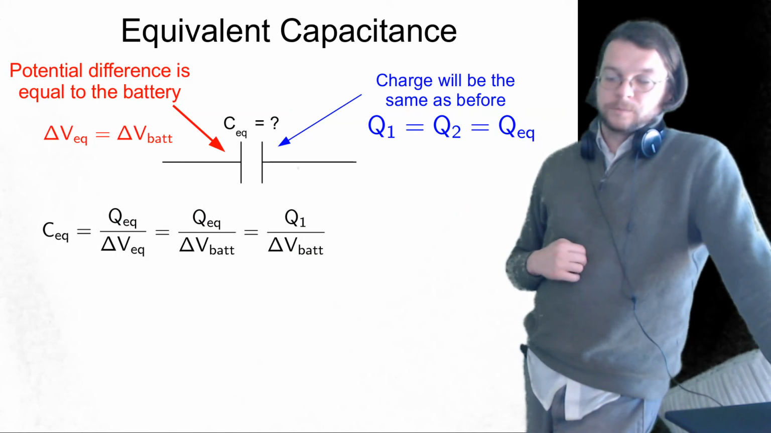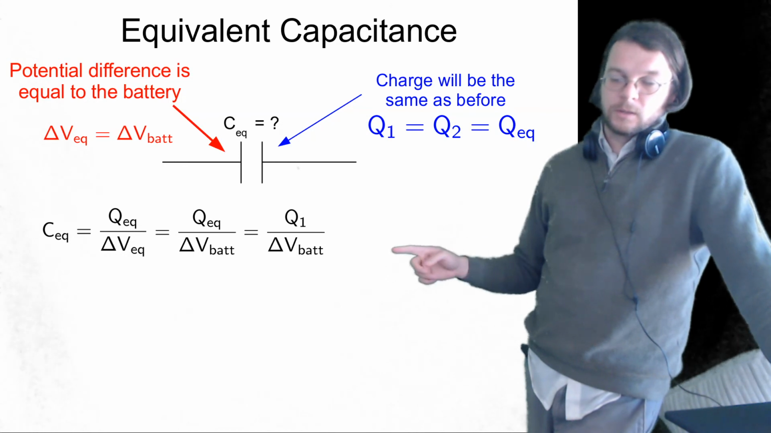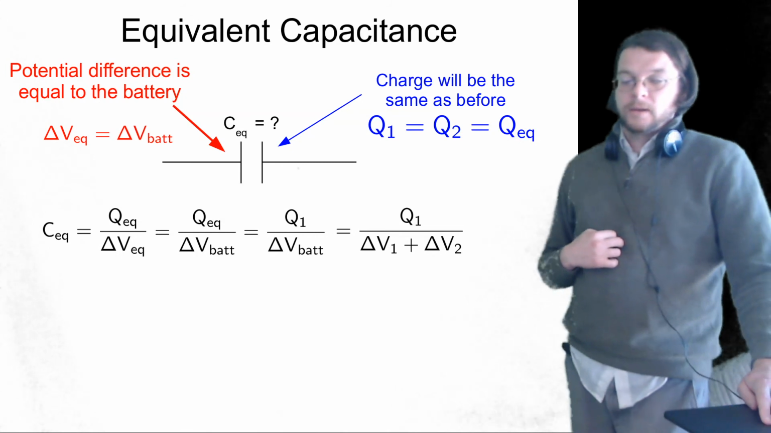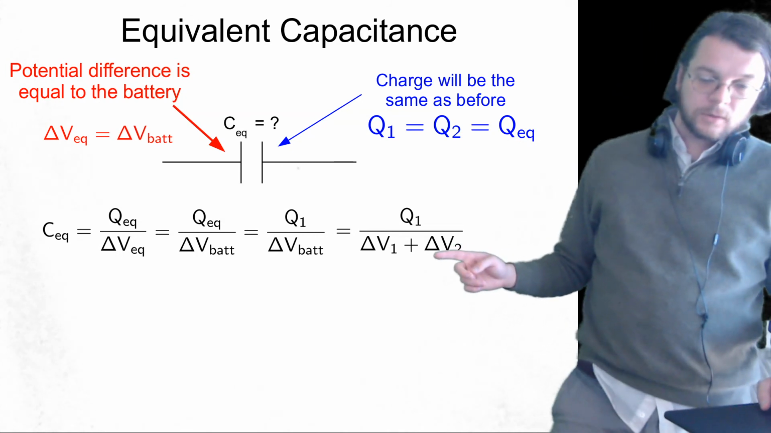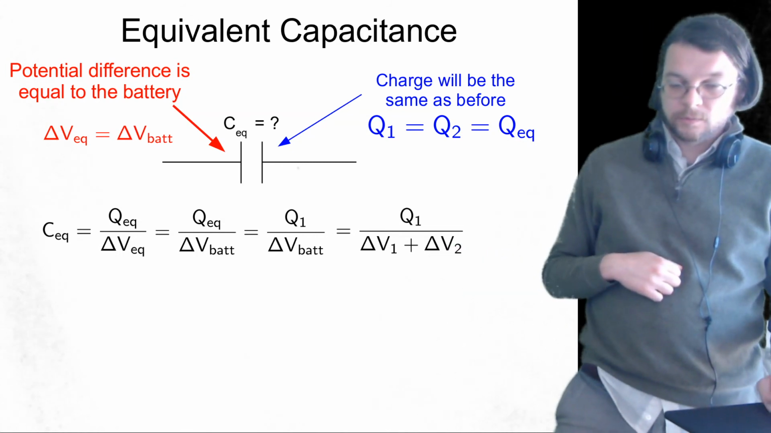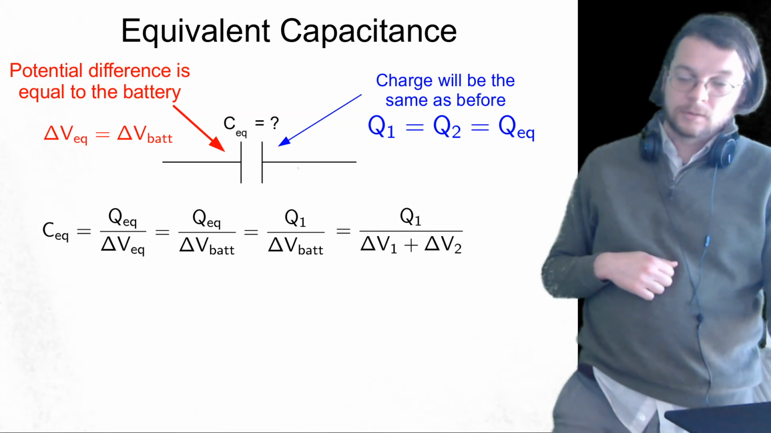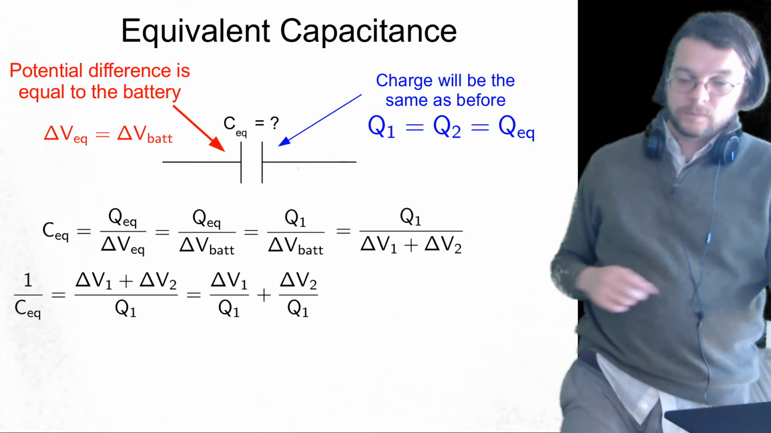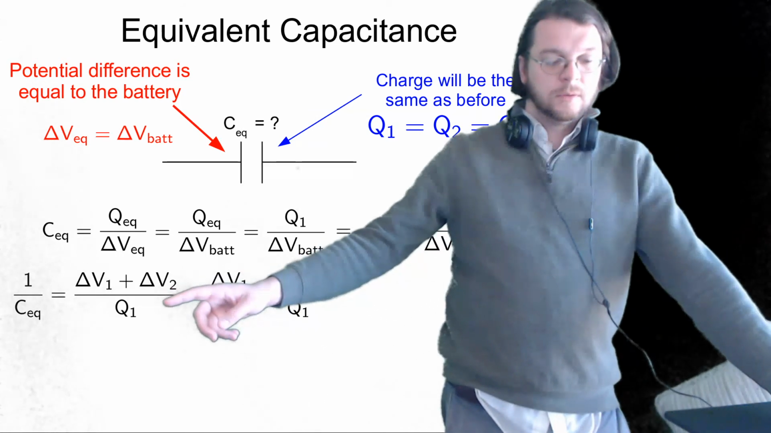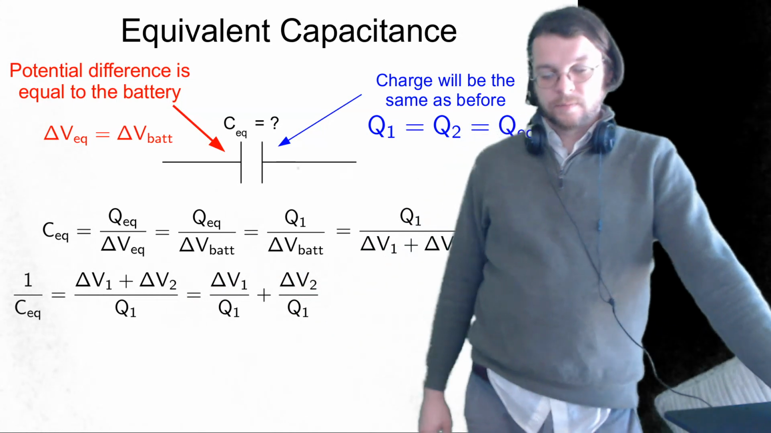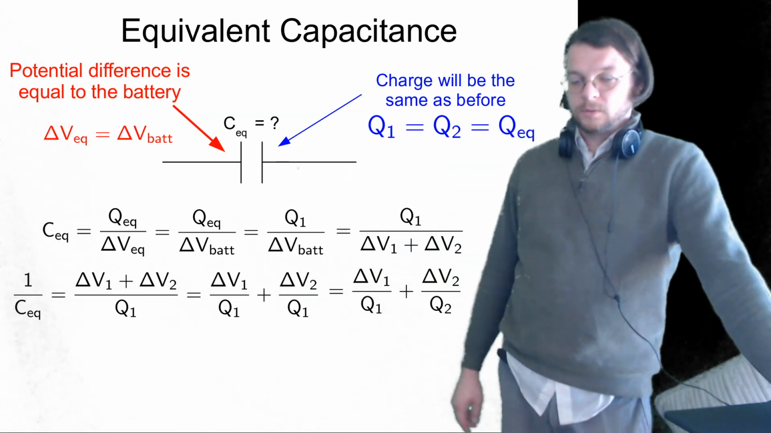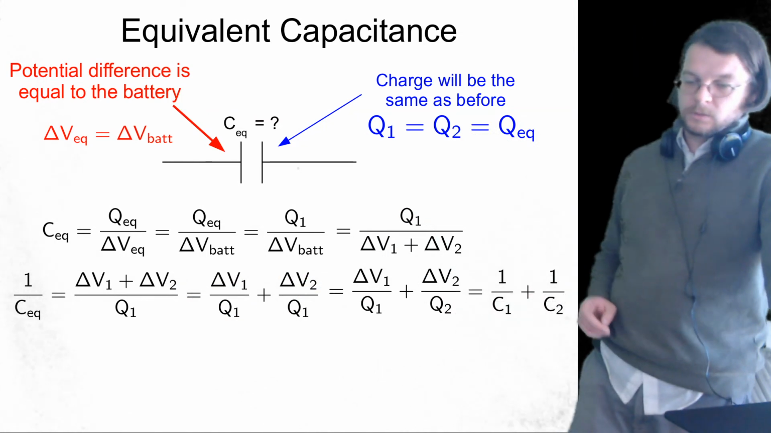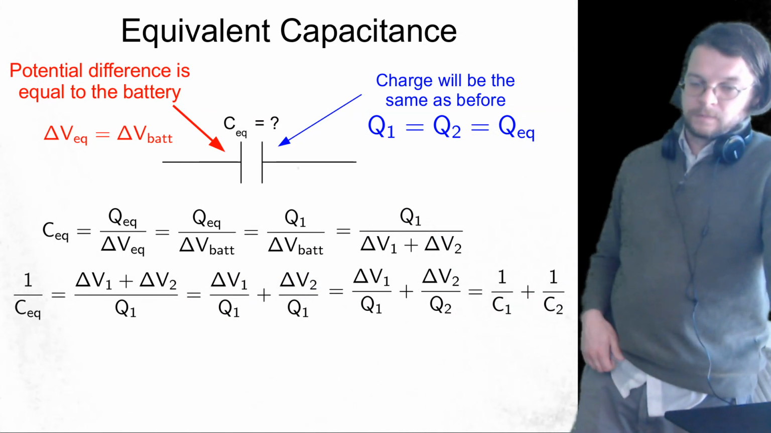So now what we can do is we know that the potential difference of the battery equals delta V1 plus delta V2. And in the previous slide I had something useful for relating that to the capacitance. So I'm going to flip this thing. So 1 over CEQ gives us this, and then this gives us that. And then Q1 is equal to Q2. And so we find that this is equal to 1 over the capacitances added together.